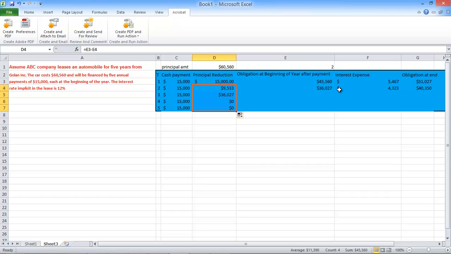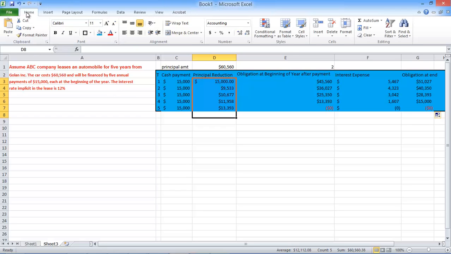So now if we fill the form, here you see at the end of our schedule, we have paid off our balance. And if you add this, that will be equal to your obligation.